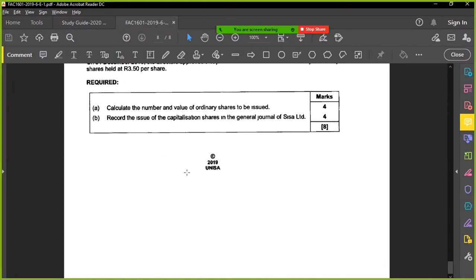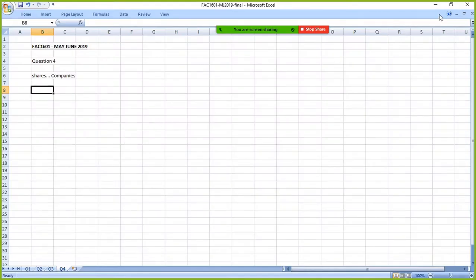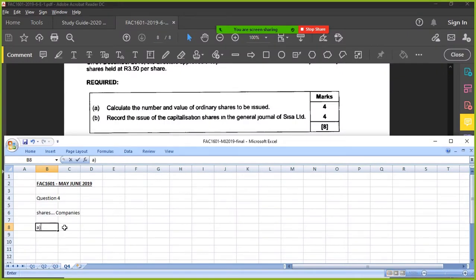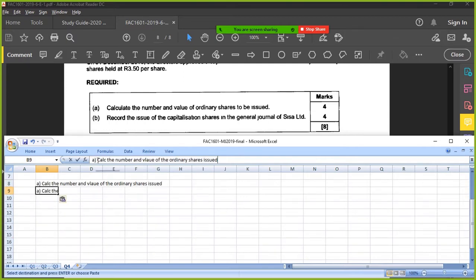Look at the required. Okay, what do they want? 2 things. Calculate the number and value of the ordinary shares issued. And then you've got B, record the capitalization issue of shares. So obviously if you've got a cap issue, it's coming from retained earnings, giving existing shareholders more equity in the business.